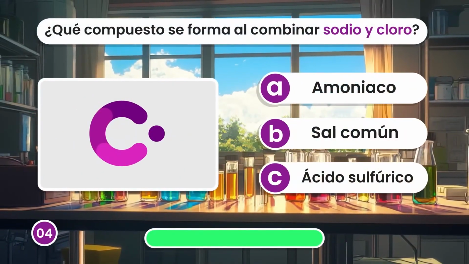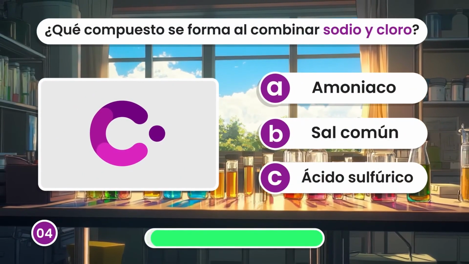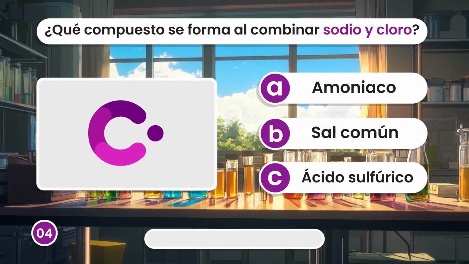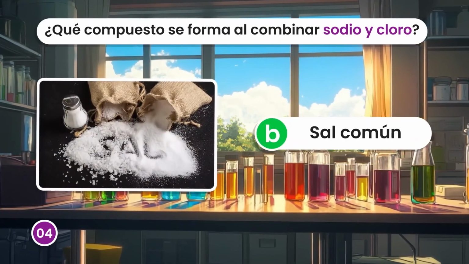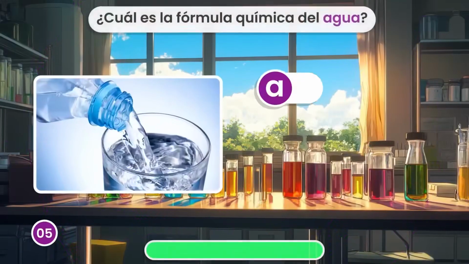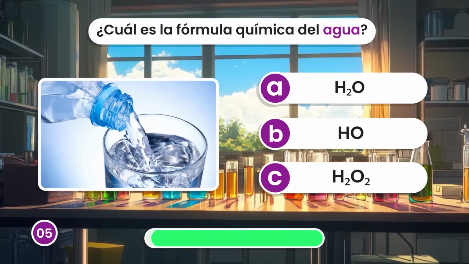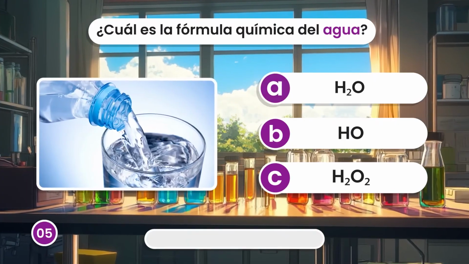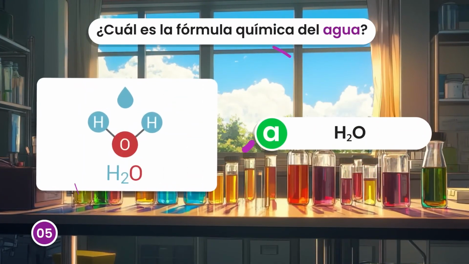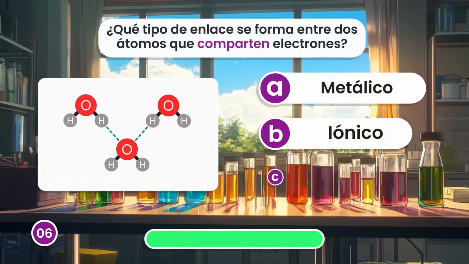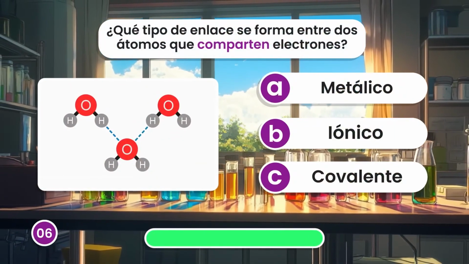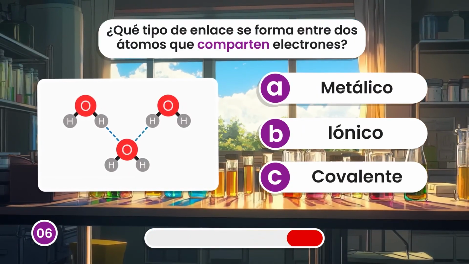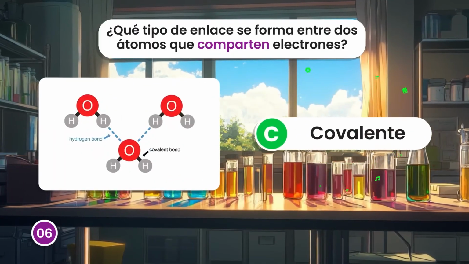What compound forms when sodium combines with chlorine? Table salt. What's water's chemical formula? What type of bond is formed between two atoms that share electrons? The covalent bond?